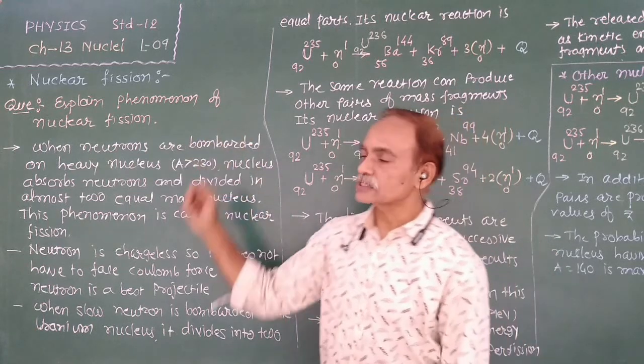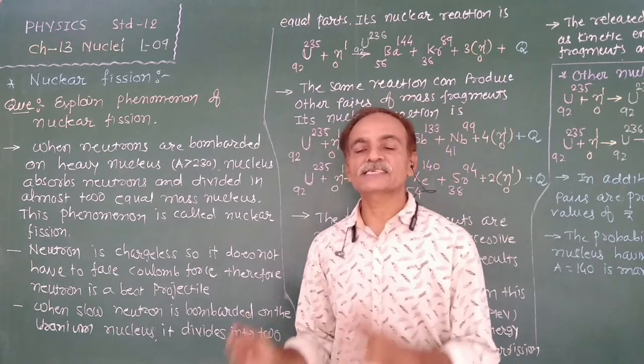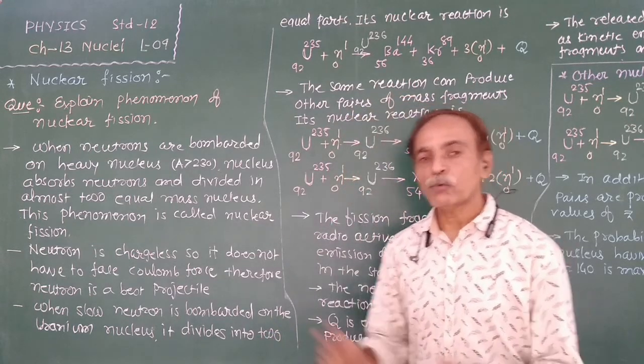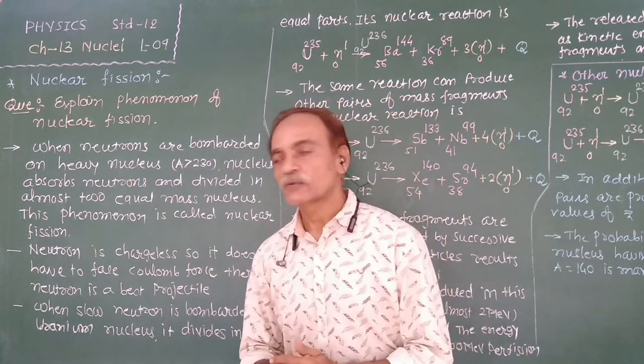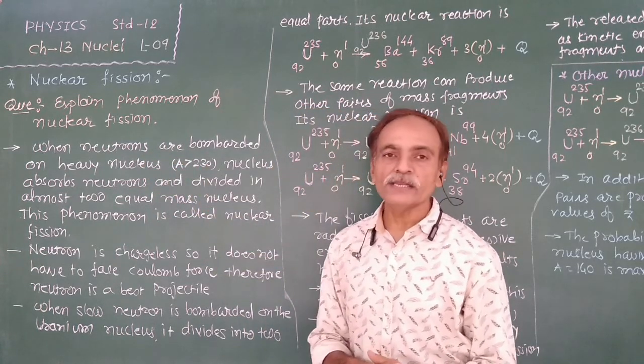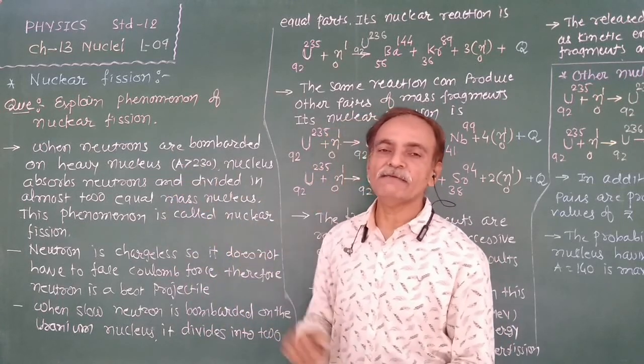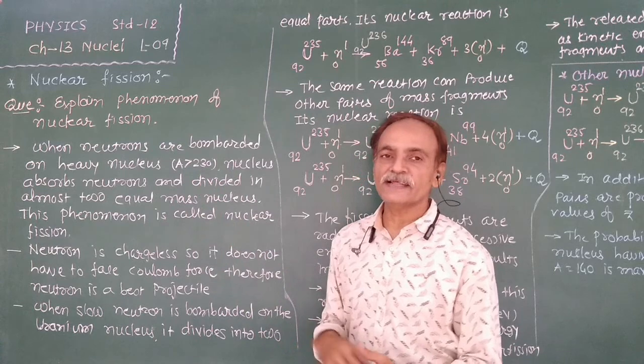Or this question is also asked that way: define the nuclear fission process and explain it. Now, what is the nuclear fission process? When neutrons are bombarded on a heavy nucleus, that means nuclei having an atomic mass number greater than 230.